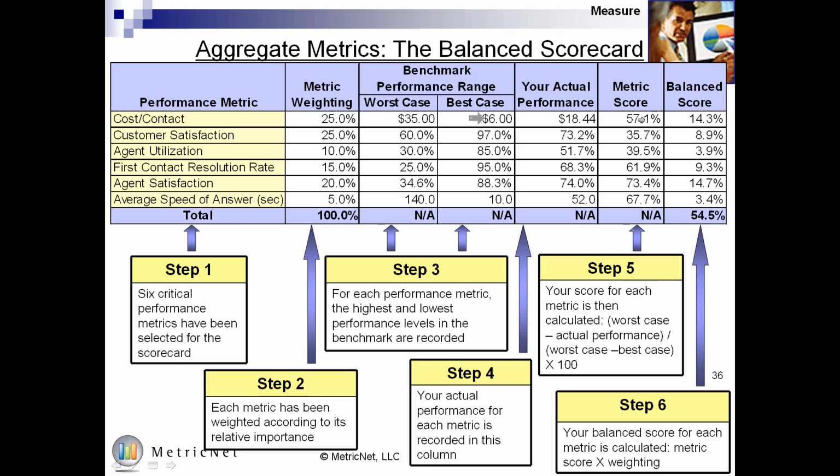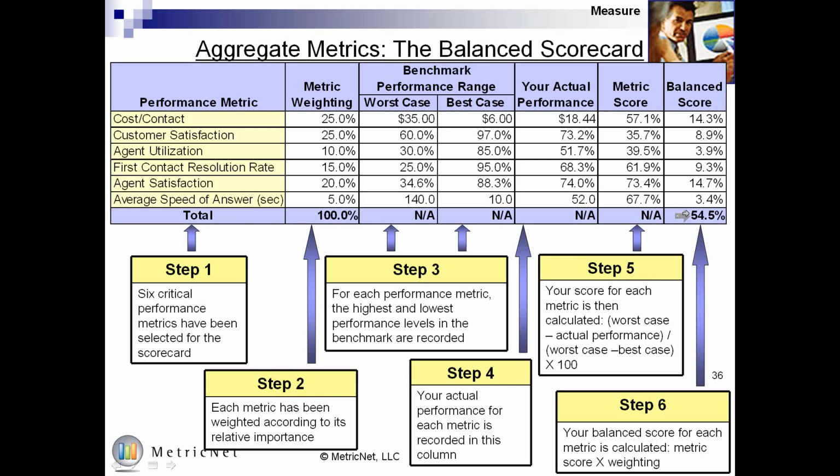But the last step in this process is to multiply the metric score by the metric weighting to come up with a balanced score for each of the metrics in your scorecard. And when you add those up, you come up with a single score. Now, you might look at that and say 54.5%, that doesn't sound like a very good score, but the reality is when we take hundreds of call centers, or literally thousands of call centers worldwide, and run them through this algorithm, the average score is only about 50%, and it's a nice bell-shaped curve.